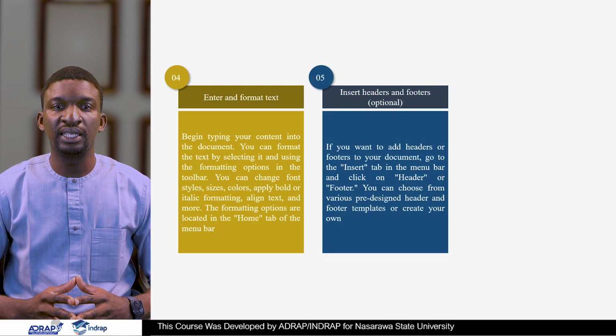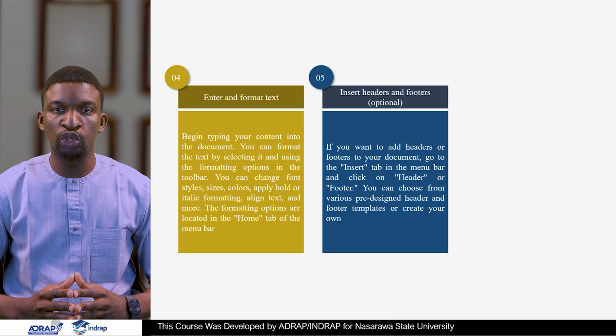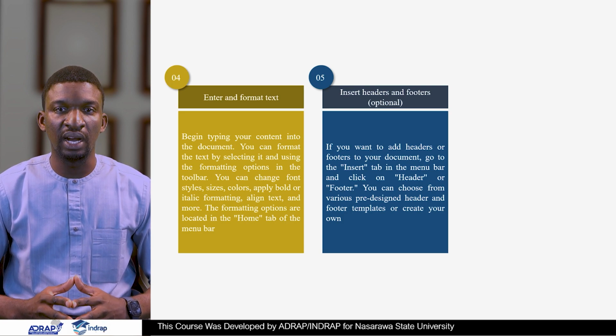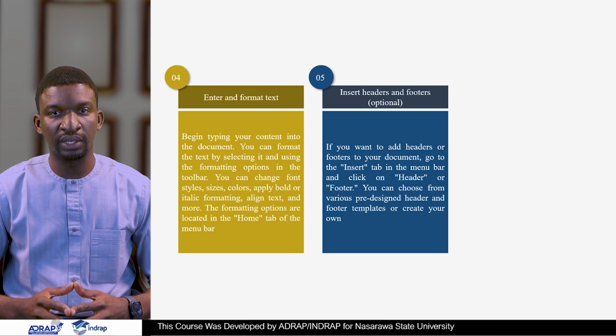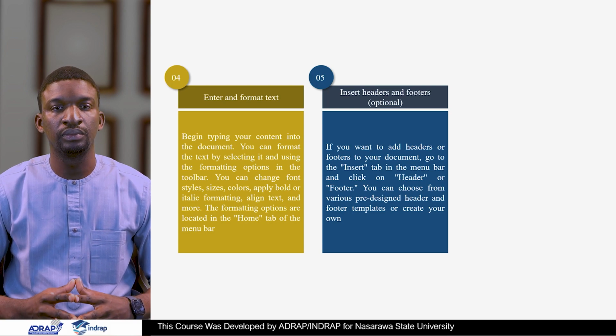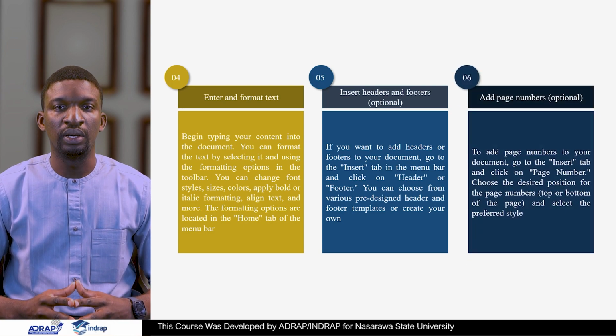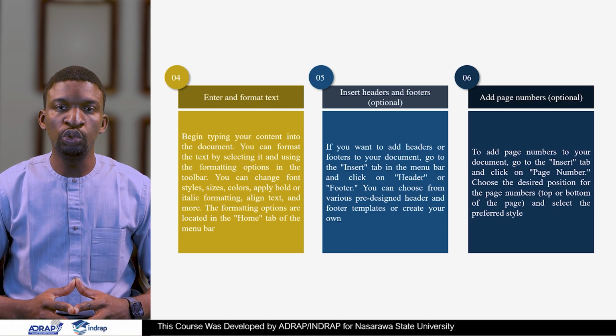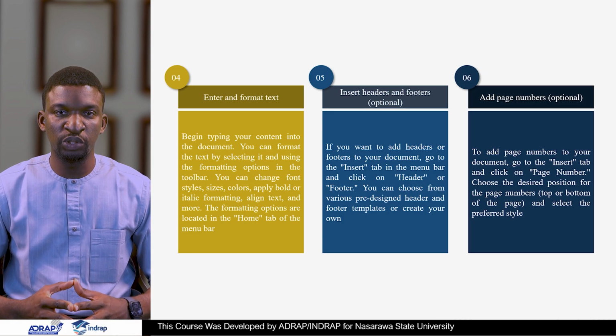Inserting headers and footers. If you want to add a header or a footer to your document, simply go to the Insert tab in the menu bar and click on Header or Footer. You can choose from the various pre-designed header and footer templates or create your own. Adding page number. To add the page number to your document, go to the Insert tab and click on Page Number. Choose from the desired positions available in the menu options.